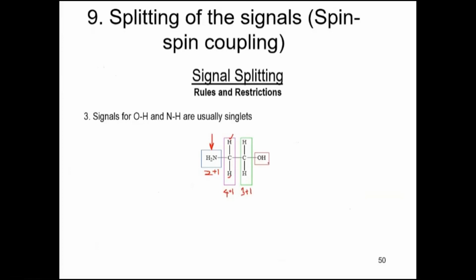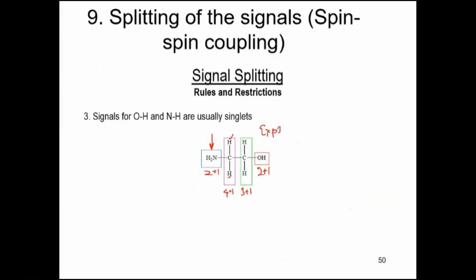And for this hydroxyl, one may expect a triplet, that is 2 plus 1. So here we are following the n plus 1 rule, and this is what we should get. So this is the general expectation. Are you with me, students? Are you getting it? Yes, sir. Okay, so this is what we expect.